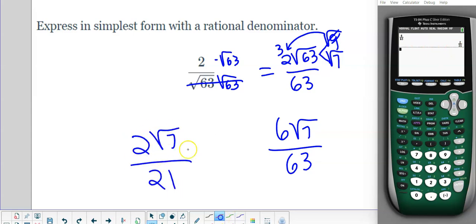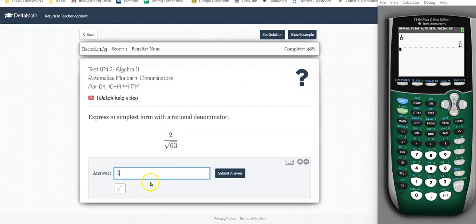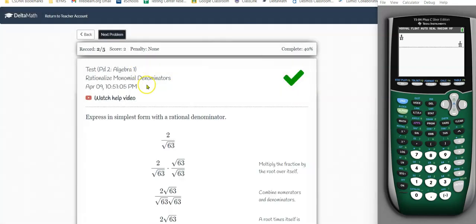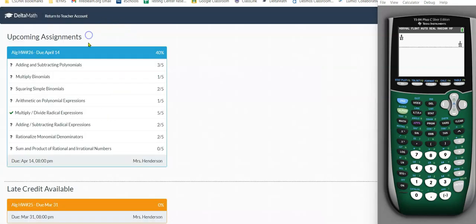Now remember, these two cannot do math. They don't do math with each other because one is under a radicand and one is not. 2 square roots of 7 over 21. And that's how you rationalize a denominator.